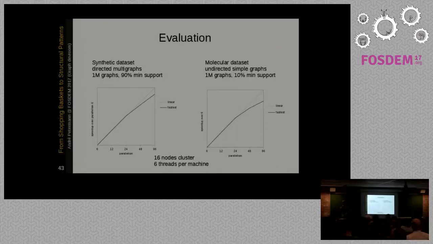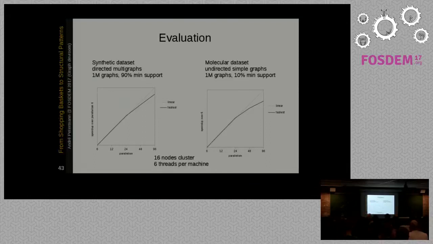So I do not talk about absolute runtimes now, because it doesn't make sense if you do not have any background knowledge about the data sets and what they mean. But what we did in these experiments, we have two data sets. One is synthetic, we have 1 million graphs, 90% support, but it already gives a lot of patterns, this data set, and contains directed multigraphs.